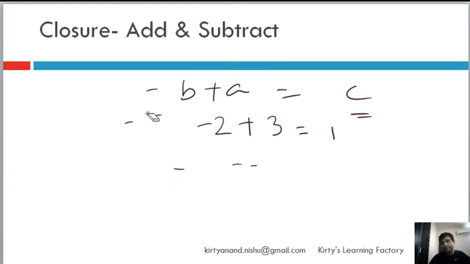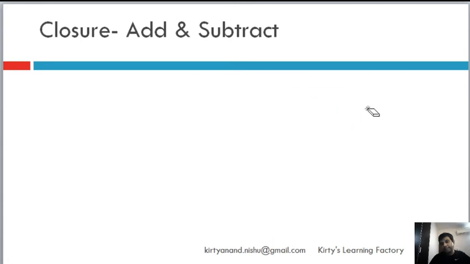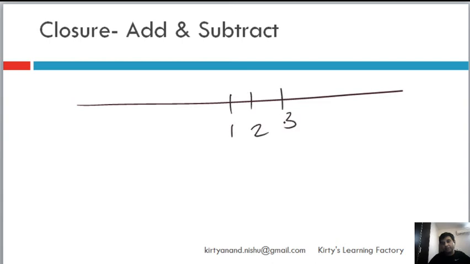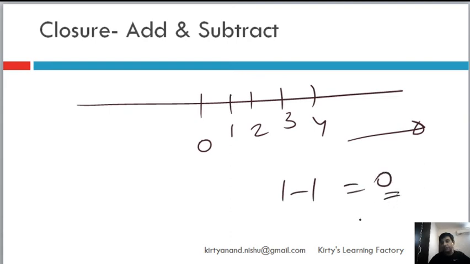Now remember guys, while we study these properties, it is to understand the extension of the number system. When we started the number system, we started with natural numbers 1, 2, 3, 4, then we added 0 and made it whole numbers. So all these properties were applicable, except the closure for subtraction was not applicable on natural numbers. Why? Because if you subtracted 1 minus 1, you would get a 0, which is not a natural number.